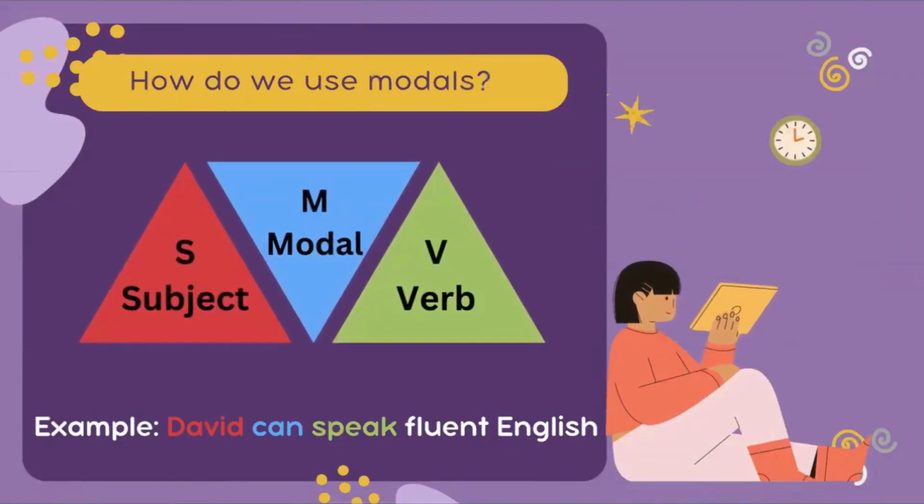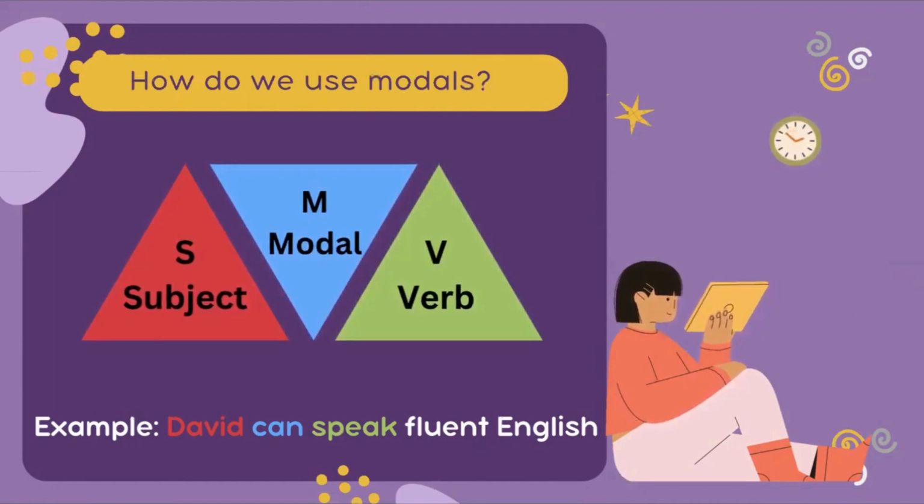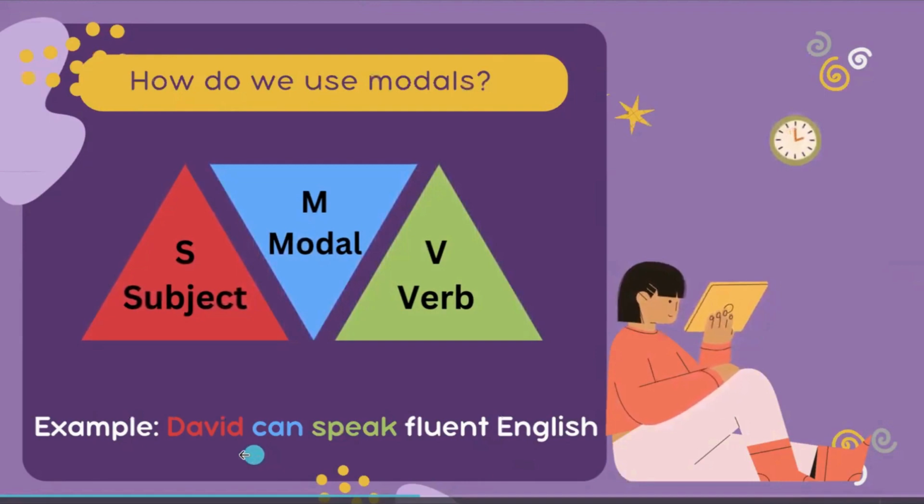How do we use modals? As you can see in the example on the screen, David can speak fluent English, where David is the subject, can is a modal auxiliary verb, whereas speak is the main verb, fluent English is the object.